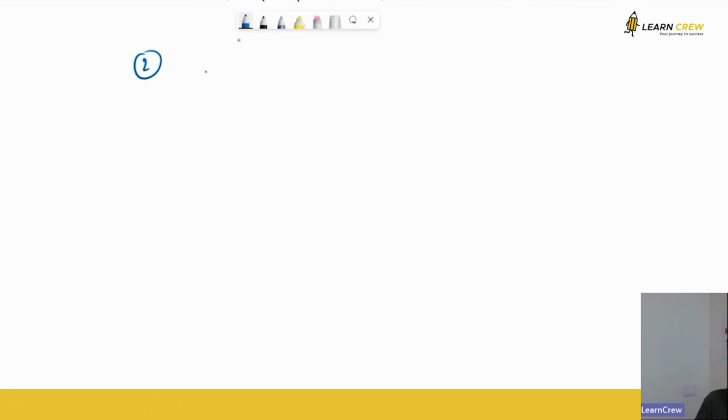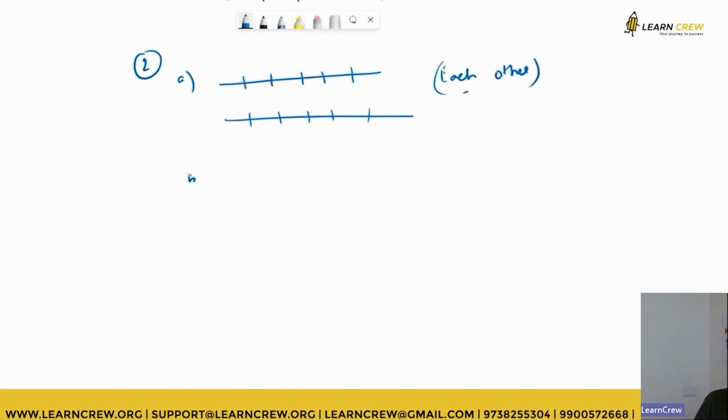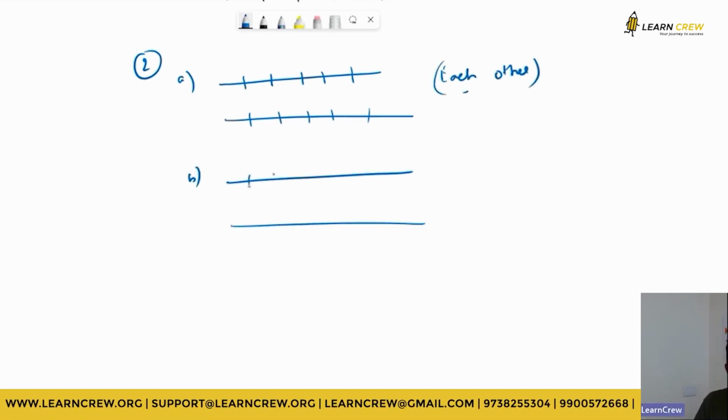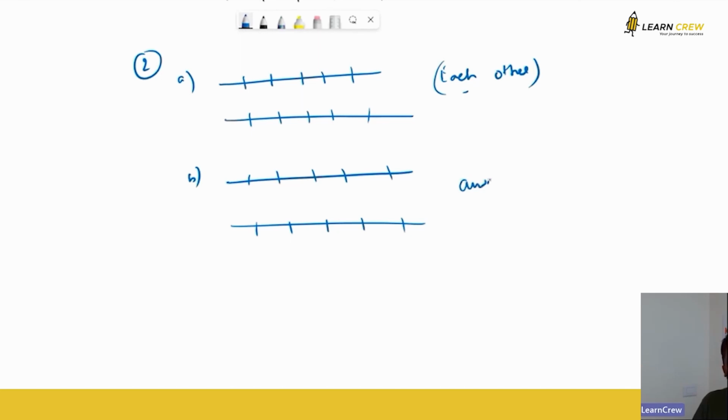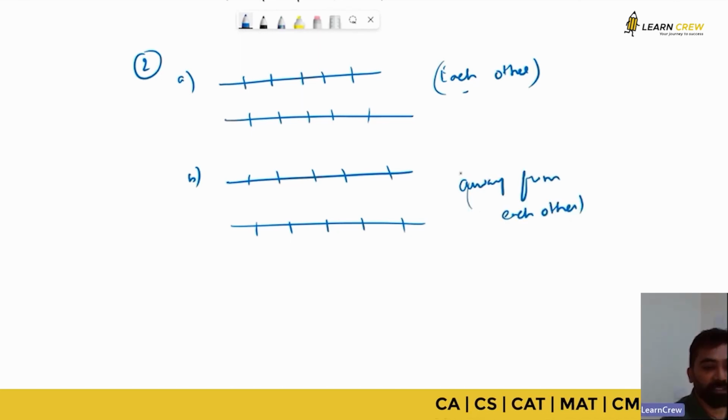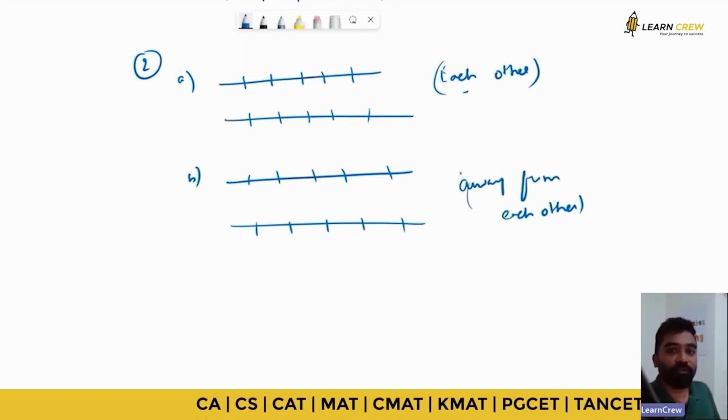each other. Okay, the first scenario, under this, there are 2 rows of 5 people each sitting in rows. Both are facing each other. Second scenario, 5 people in 2 rows, both are facing away from each other. Okay, if both are facing each other, then how should we do it?